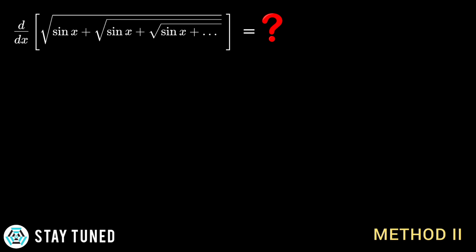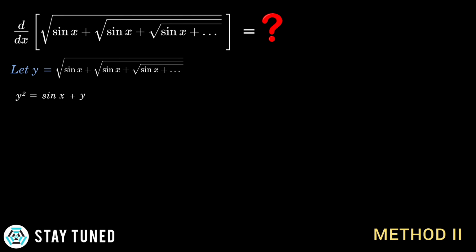Now the second approach. In this method, our first two steps will be the same as the previous method, so we will copy them down from the previous slide. We will now begin by transposing sine x and y to LHS to get y squared minus y minus sine x equal to 0. Now we need to solve for the roots of this quadratic equation in y.